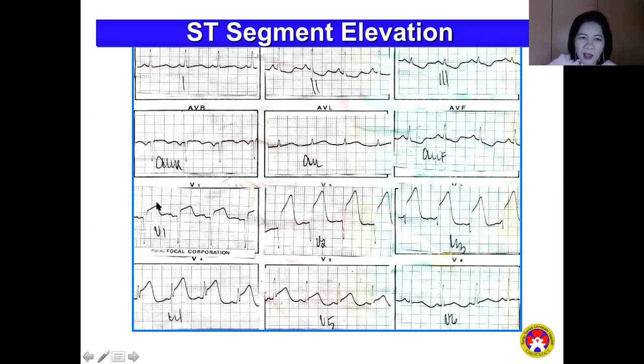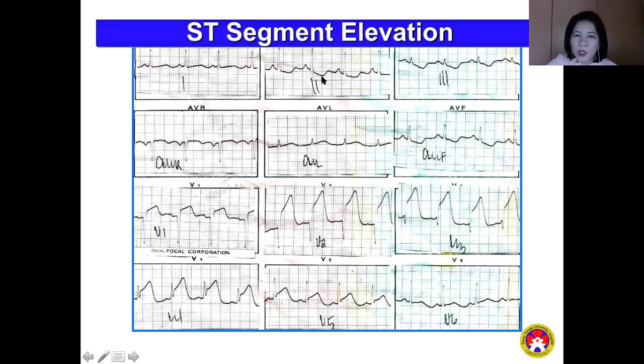Now, how about this one? In V1, you have an ST elevation that you see also in V2, in V3, in V4, up to V5, but you don't see it anymore in V6. So this is an anterior wall ST elevation myocardial infarction. If you have an ST elevation with an ST depression, what is worse is the ST elevation because that is a transmural myocardial infarction. This will be read as an anterior wall ST elevation myocardial infarction.